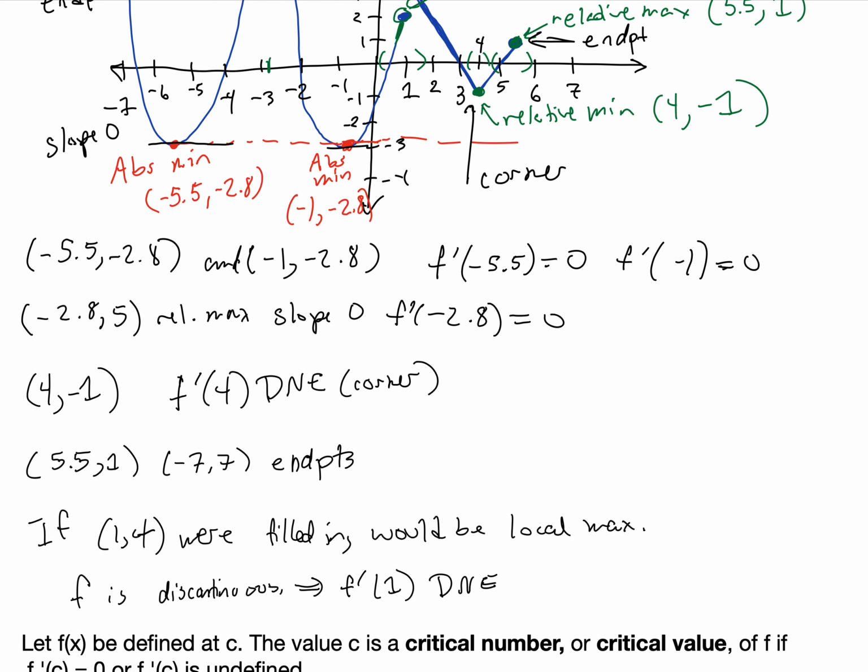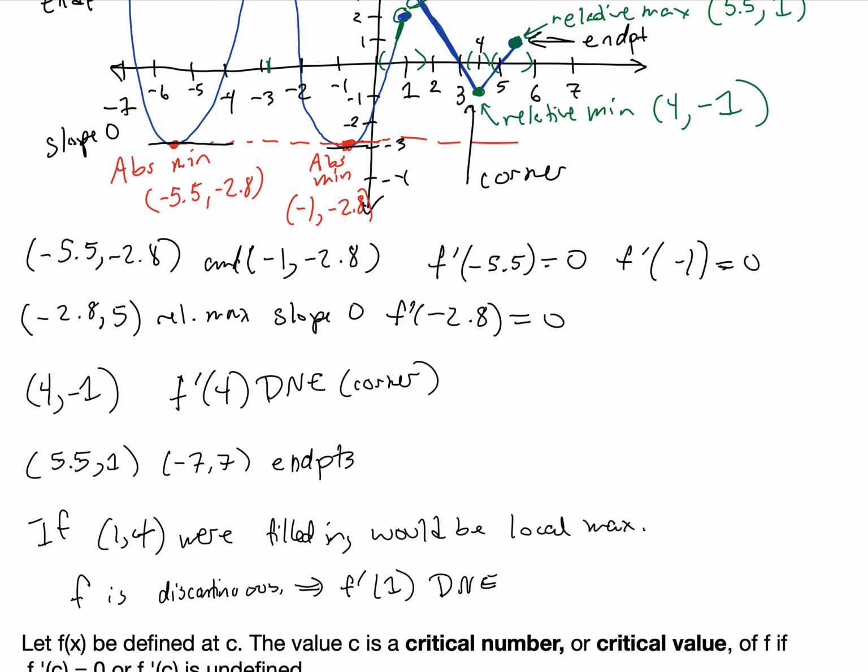So this could also be a place where a max or min or a relative max or min occurs anytime there is some kind of discontinuity, or more generally, anytime that the derivative does not exist. So that is a special type of point, a point where either the derivative does not exist or the derivative is equal to 0. And we call those things critical numbers or critical values.